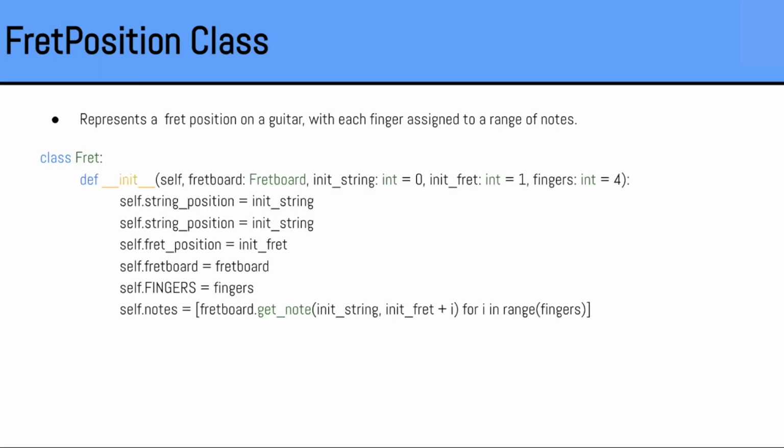So now we'll be talking about the second class that we use to complete our project, which is called the fret position class. This represents a fret position on the guitar. Not only does it represent a fret, but it also contains information as to the string position that we're currently on, as well as the fret position, and also has a reference to the fretboard that it comes from. Again, we store all the information about the notes that are available to us at this given fret position.